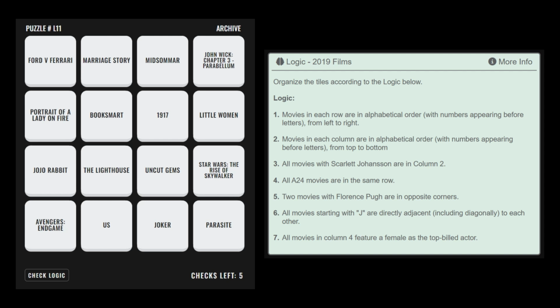This is the 2019 film's logical explanation video. There are many ways to arrive at the solution of this puzzle without guessing. This is just one way.